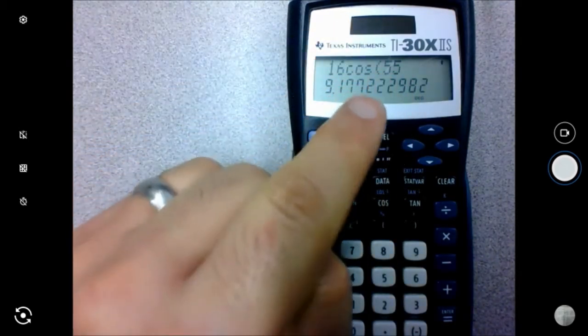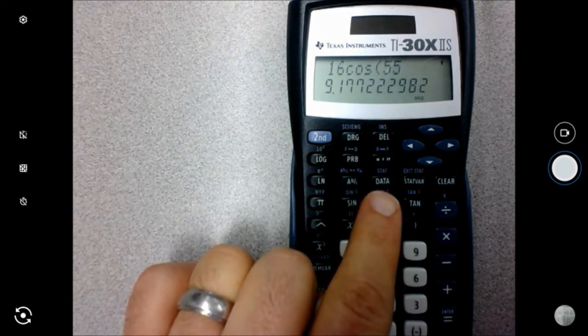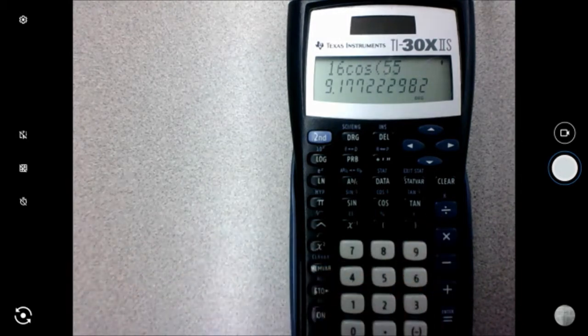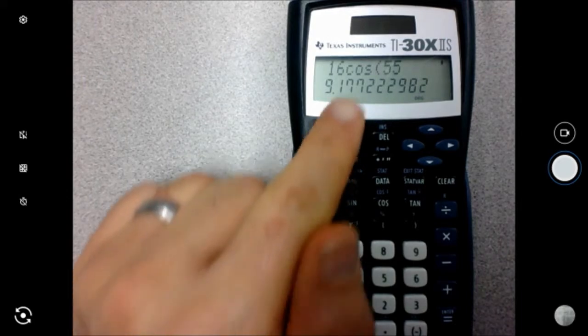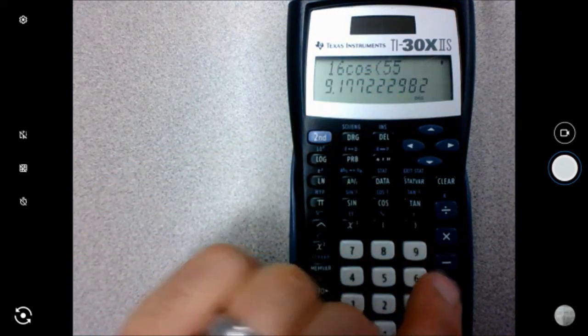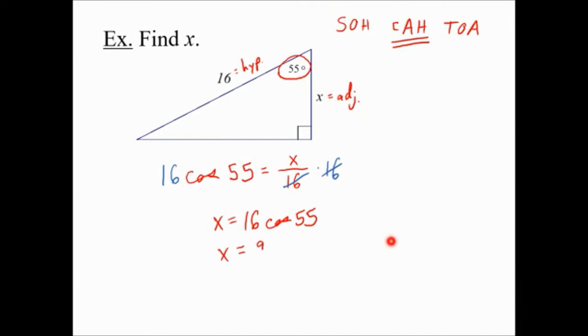For those of you who had to type the 55 first and then the cosine, you're going to type 55 and then type cosine, hit enter, and then times 16. Okay? So again, it's up to you to figure out how your calculator works. But again, if you were one of those folks who had to type the 55, then the cosine, type that first, hit equals or enter, and then times 16. Anyway, we're getting our answer. We're getting 9.2. So x is equal to 9.2. Cool.